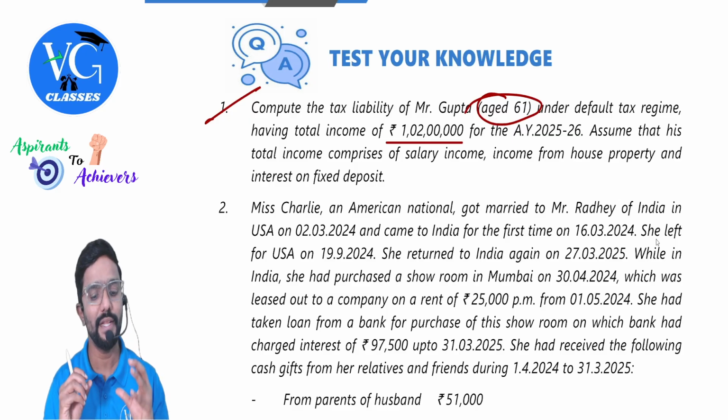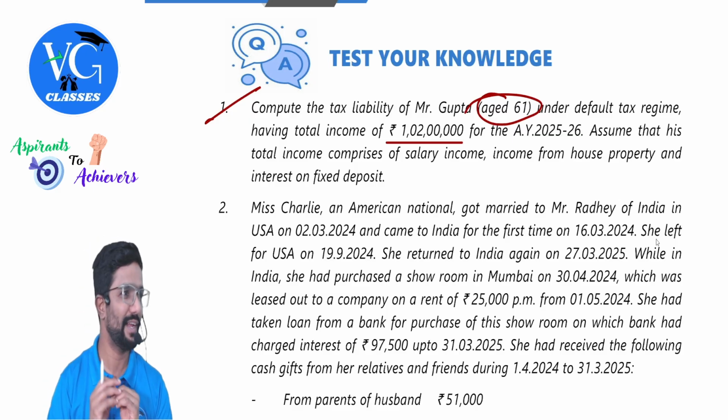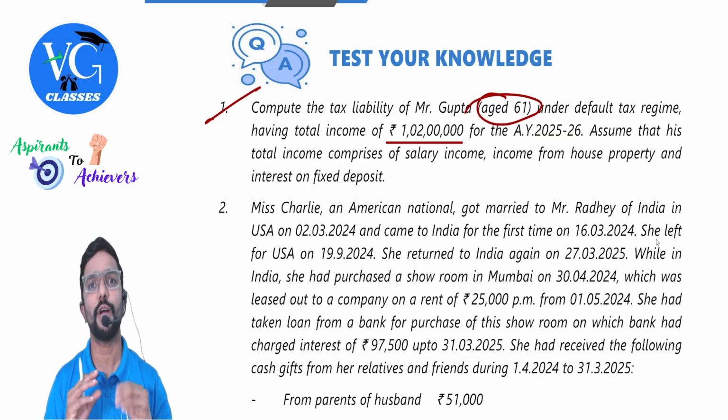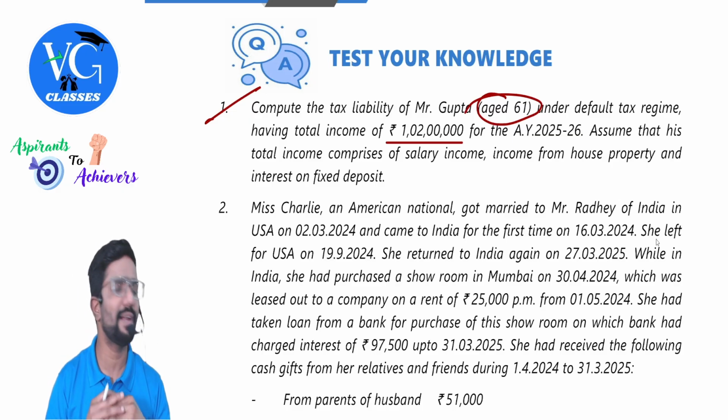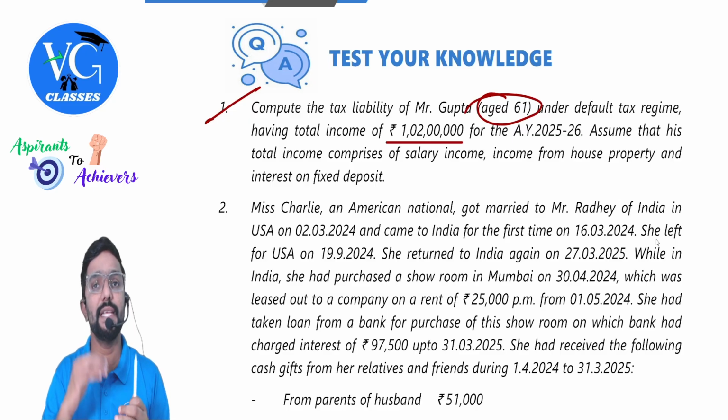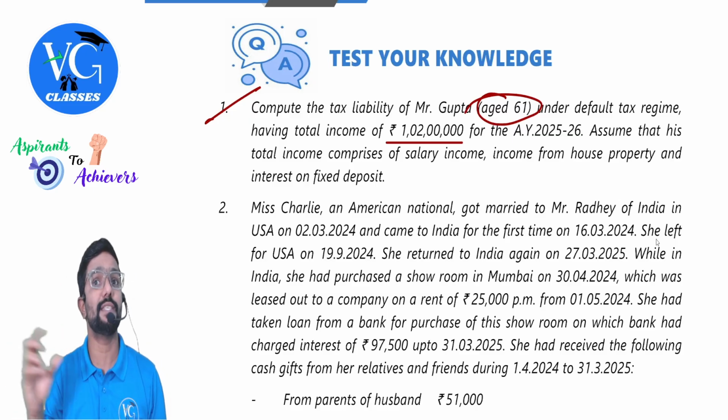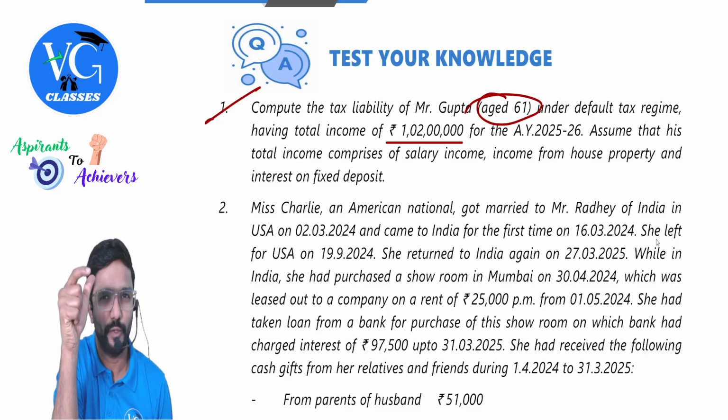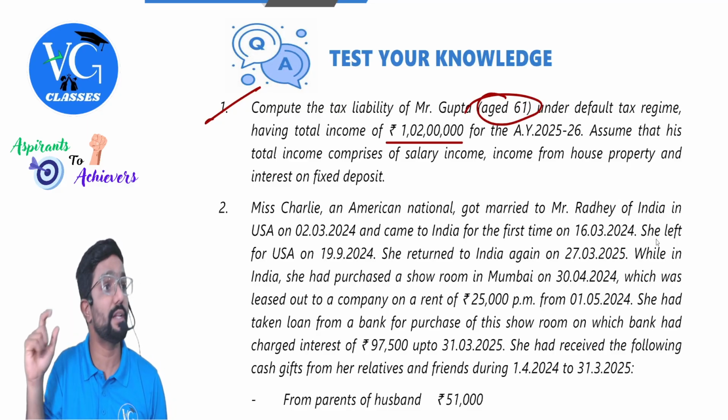Because Mr. Gupta's total income has crossed 1 crore. That means surcharge is applicable at what rate? 15%. Is it crossed by a small margin or bigger margin? Smaller margin. We call it as marginal amount. Clear? So, should we check marginal relief?